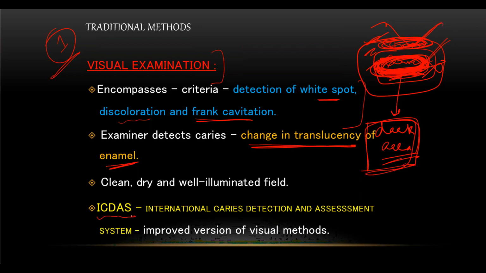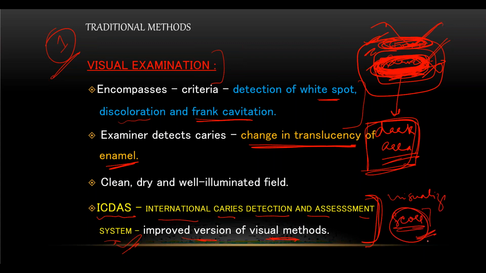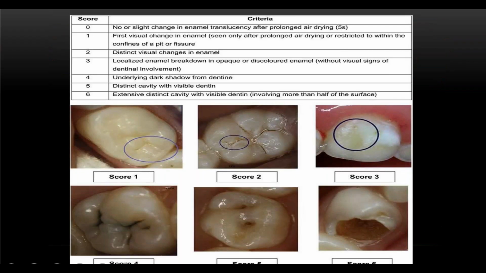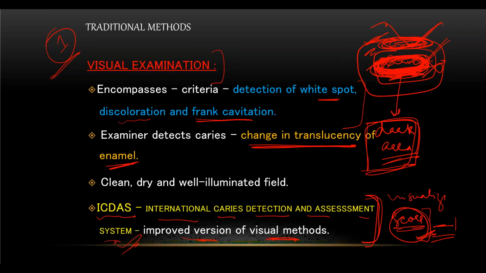Now, ICDAS, International Caries Detection and Assessment System, is given, which is an improved version of the visual method. So this has given some criteria. After visualizing, you score the part, and accordingly, depending upon the score, the extent of the caries is decided. This score was given by ICDAS, the International Caries Detection and Assessment System.